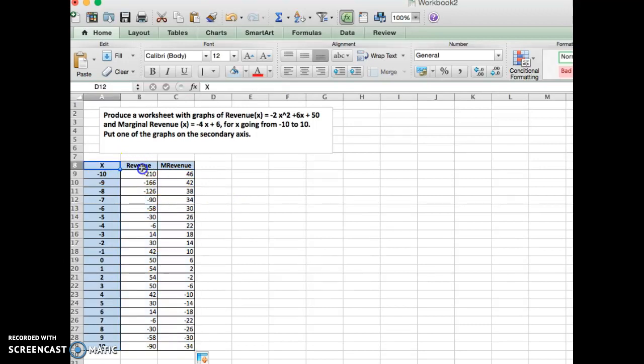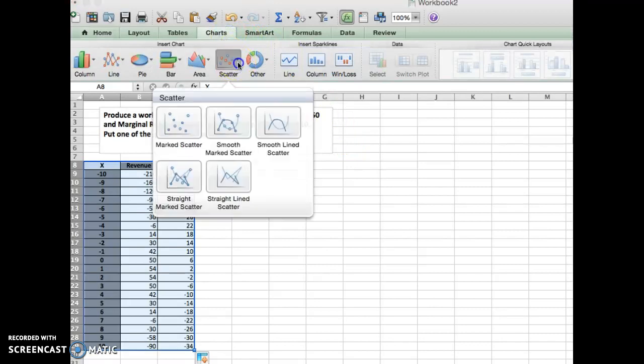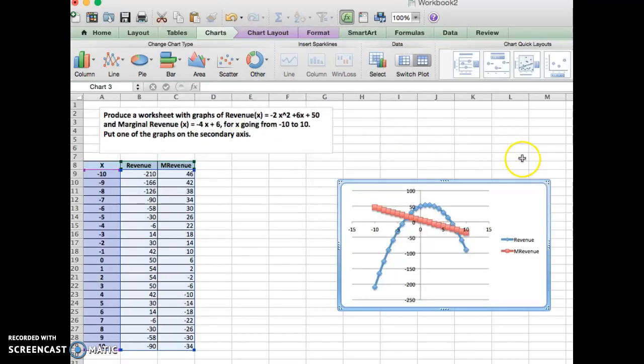And in order to get a graph, I would highlight everything, then go to plot. I would use a smooth marked scatter for this one. And notice that the revenue and the marginal revenue are both on the same scale. Notice that the revenue kind of shows up like a nice parabola. The marginal revenue is a straight line, but it doesn't really show a whole lot of variation.